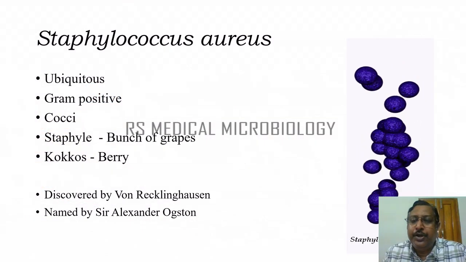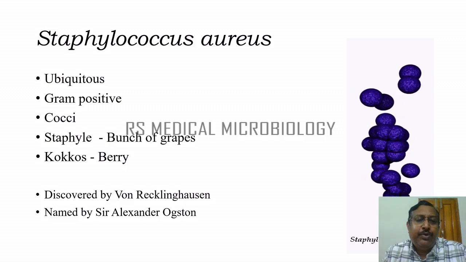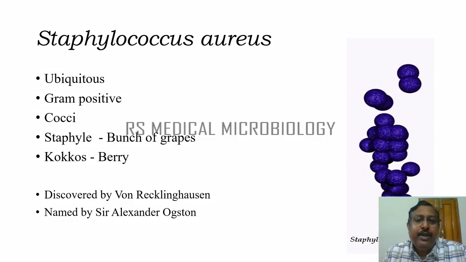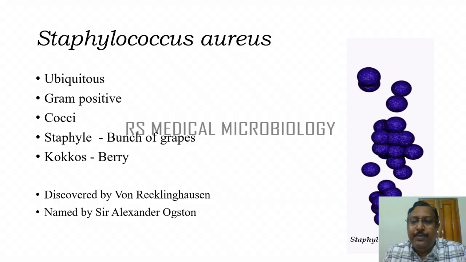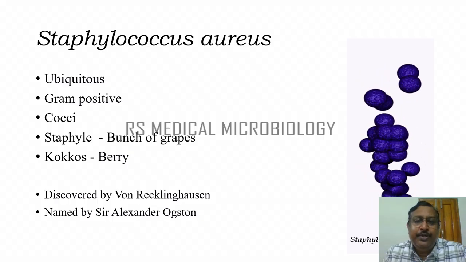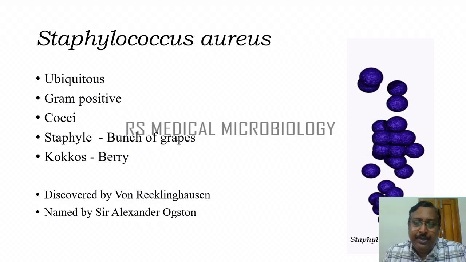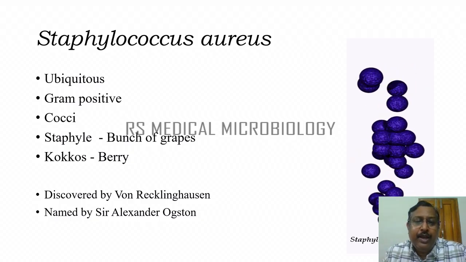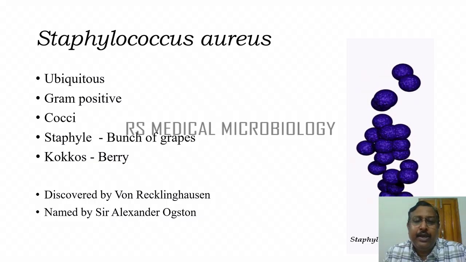That is, it's a ubiquitous organism. It's a gram-positive cocci, and it looks like a bunch of grapes. That's why it is called a staphylococcus. So staphyle means bunch of grapes, and coccus means a spherical berry shape. It was discovered by von Recklinghausen, and it was named by Sir Alexander Ogston.